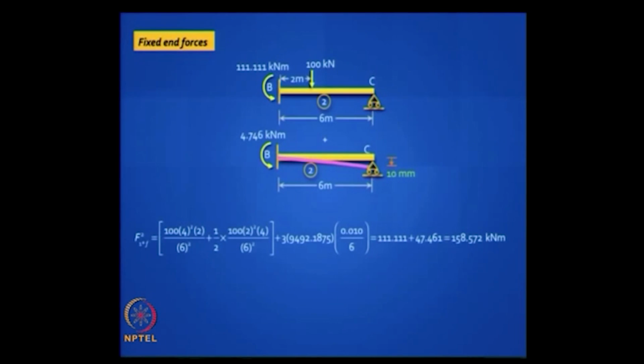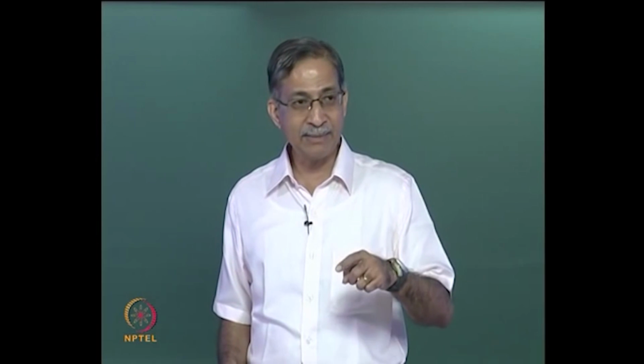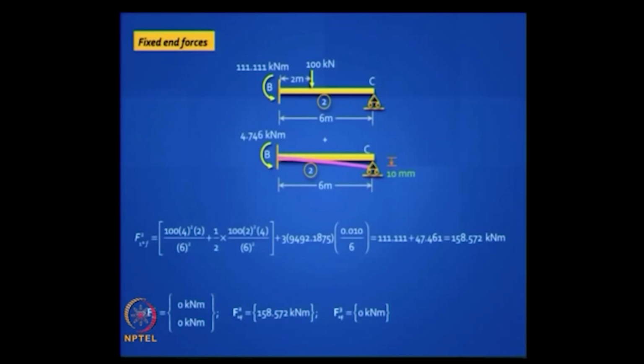Then fixed end forces, what's the change we need to do compared to the previous one? You have to release the moment at C. So you are dealing with a propped cantilever. You know how to find that, right? For that concentrated load, you know what to do. You have to take half, carry over half, and for the support settlement, it's not 6 EI by L squared, it's 3 EI by L squared. Is it clear? You know that for a cantilever. That's what you do, and you get the answers.